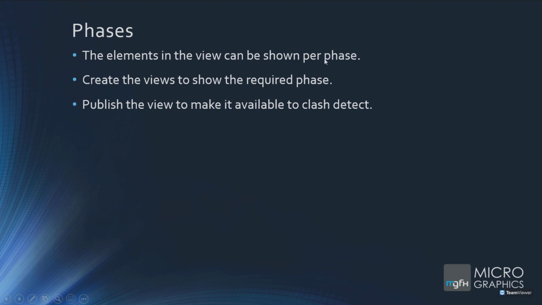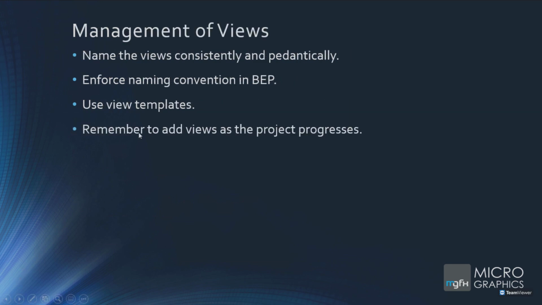The elements in the view can be shown per phase. We've seen that with the phase filters. Create the views to show the required phase. We've done that. And then we publish the view to make it available to clash detect. You need to name the views consistently and pedantically, usually by rolling it out in a BIM execution plan, which will tell all the different companies and the different disciplines exactly how they must name their worksets so that we can manipulate that from the parent.